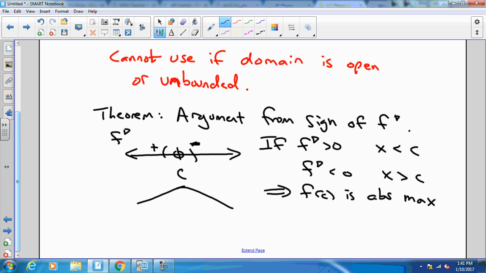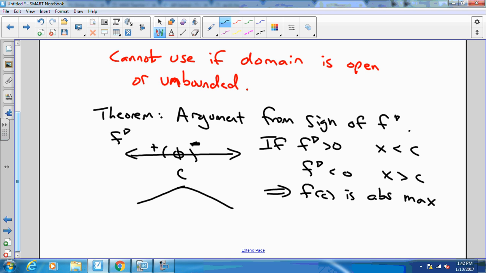I'm not looking just in a neighborhood around x equals c. I'm looking at the entire domain, and I'm saying that f prime is positive on the entire domain up to c, and negative on the entire domain after c. And because of that, my function is increasing on the entire domain up to c and decreasing thereafter. So f of c must be the biggest point.